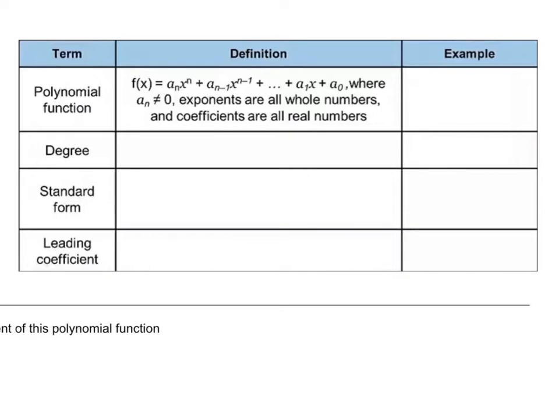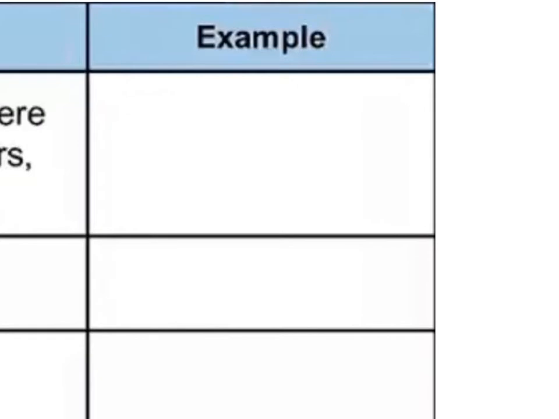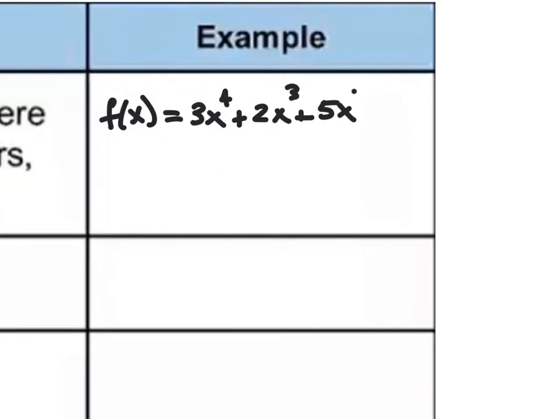So an example of this, I'm going to zoom way in. An example we would see here would be, say, f of x is equal to 3x to the fourth plus 2x cubed plus 5x squared plus 4x plus 7, okay? Now, what I want you to notice here is that I have values in front of my variable. These are the coefficients, okay? 3 is my leading coefficient.